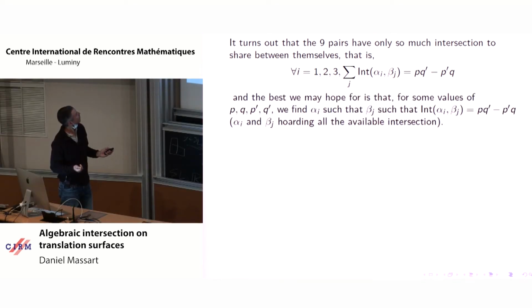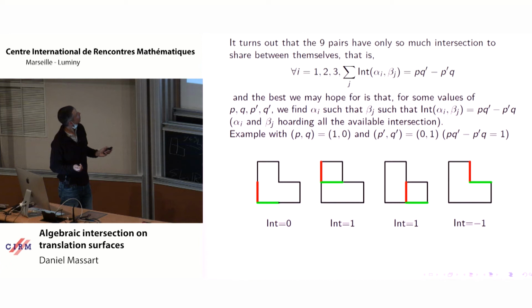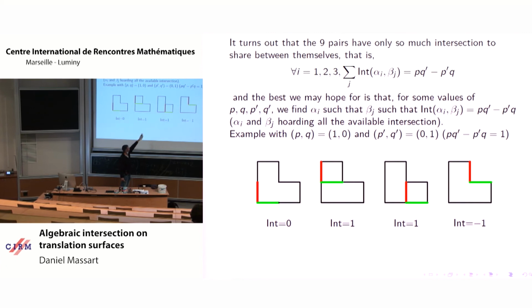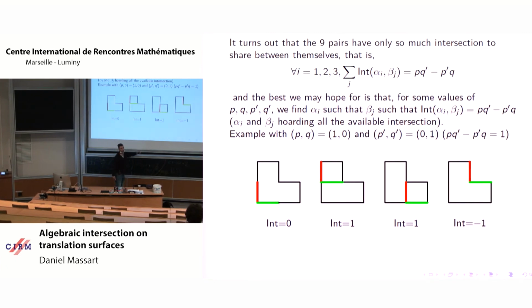And so here are examples. In this case, I take one slope 0, the other one slope infinity, and you see that the determinant is 1, and you have 3 pairs of geodesics such that the absolute value of their intersection is precisely equal to the determinant.